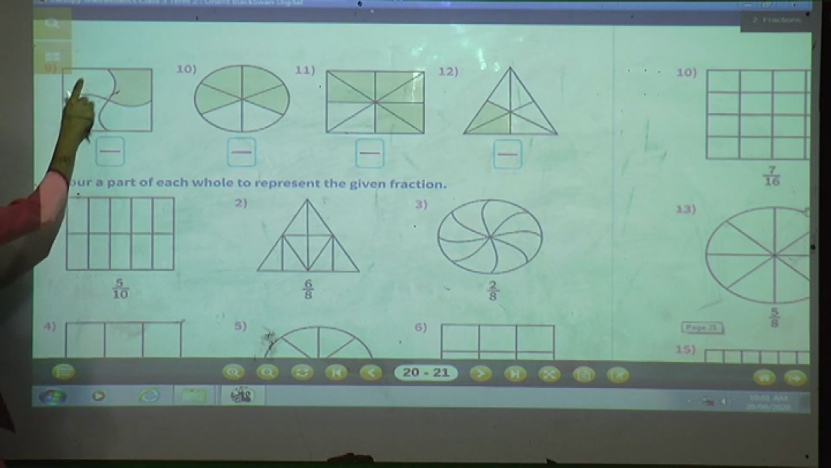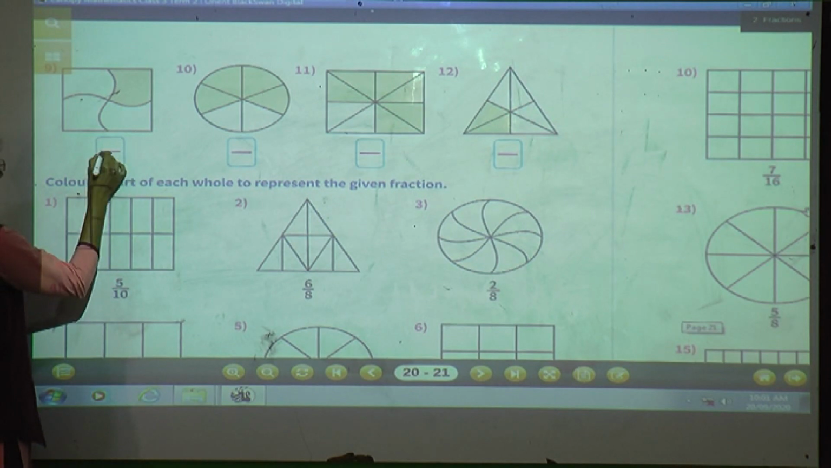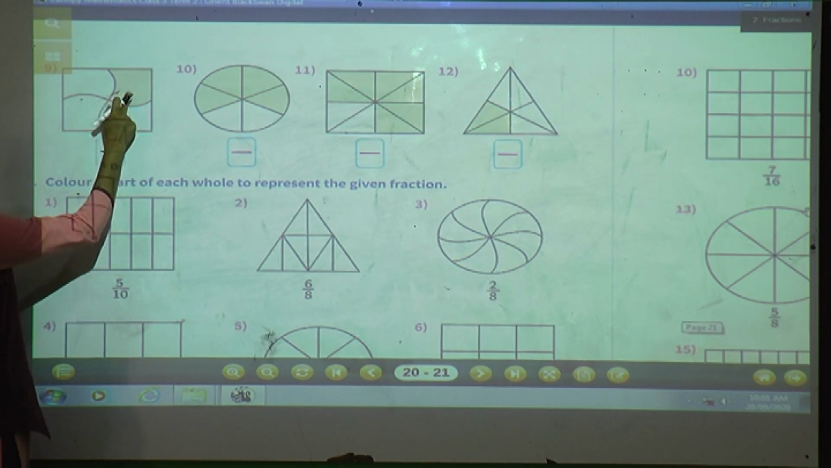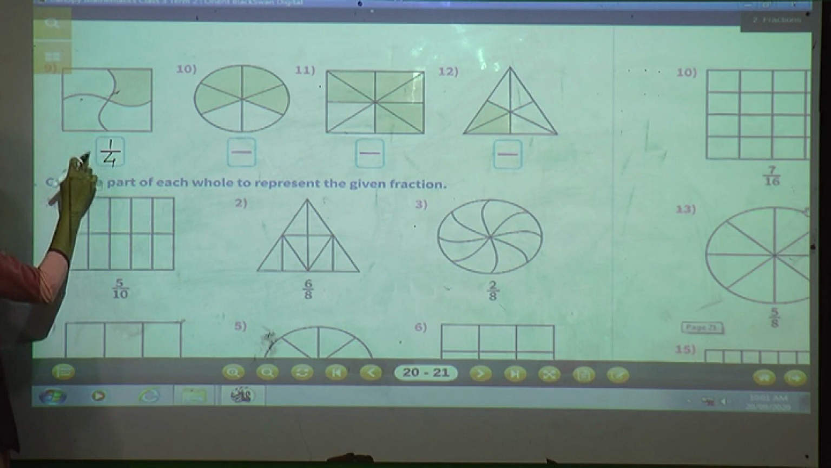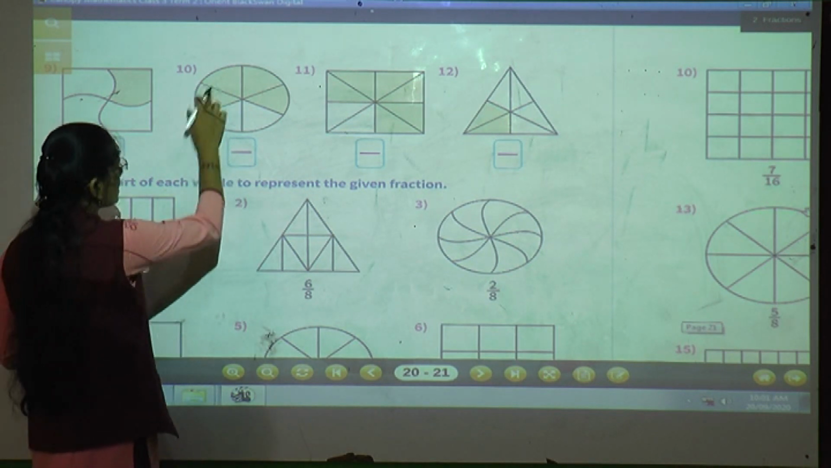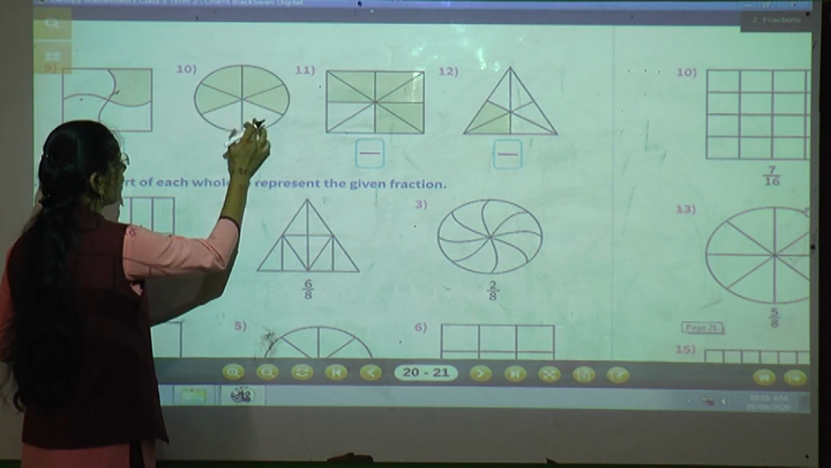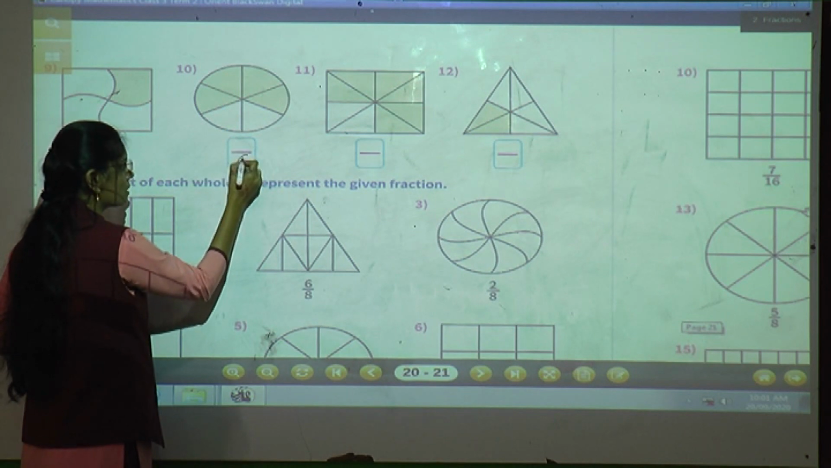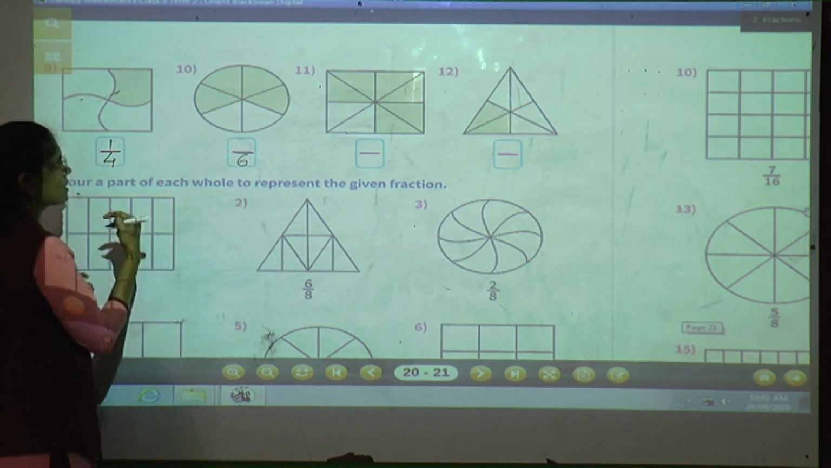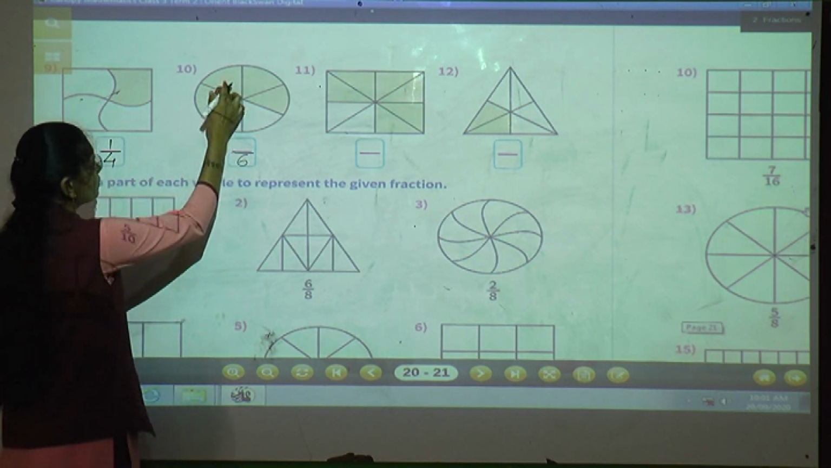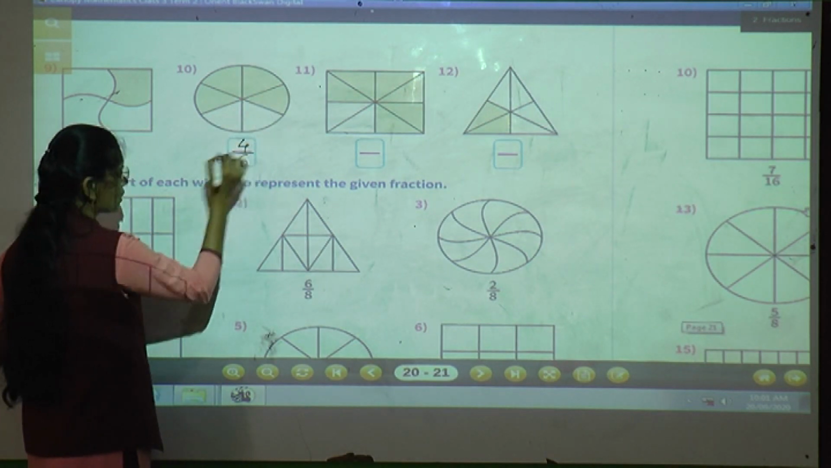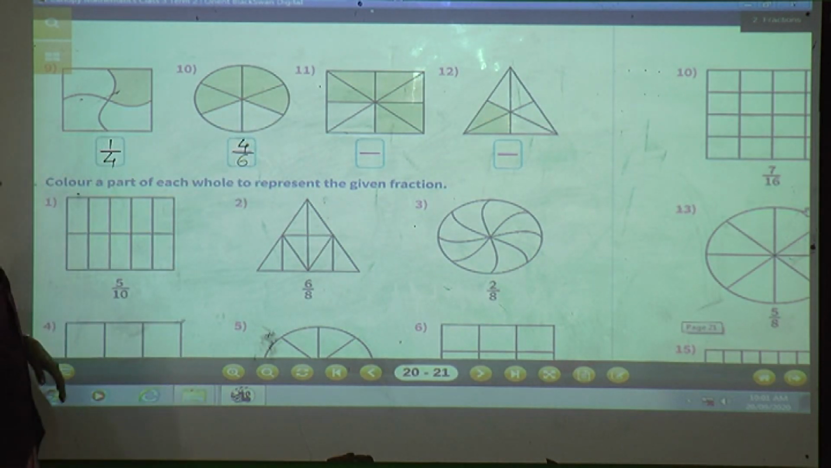Yes, here 1, 2, 3, 4 parts are there, and out of that 4 parts only one is shaded, so the fraction is 1 by 4. Now see this whole: 1, 2, 3, 4, 5, 6. This whole is divided into 6 equal parts, and out of that 6, how many parts are shaded? 1, 2, 3, 4. So the fraction is 4 by 6.